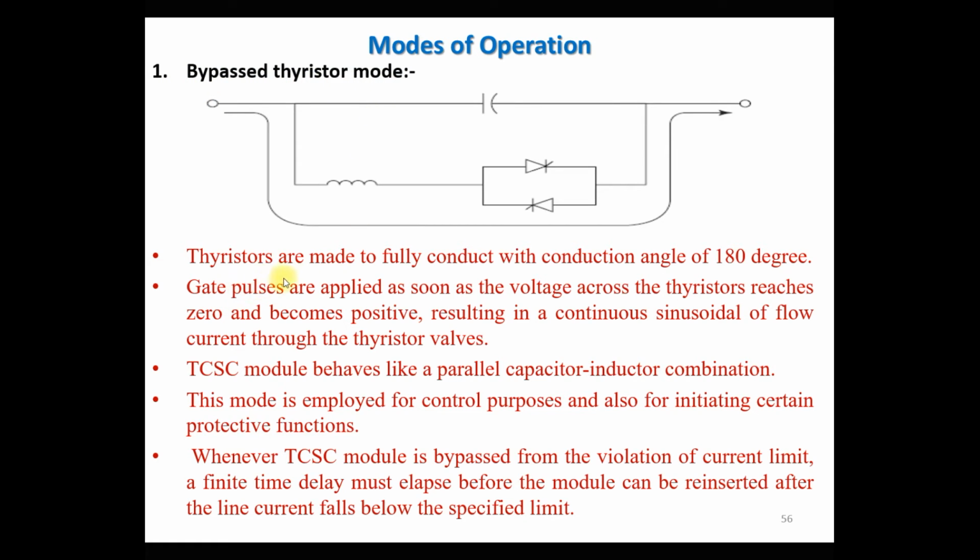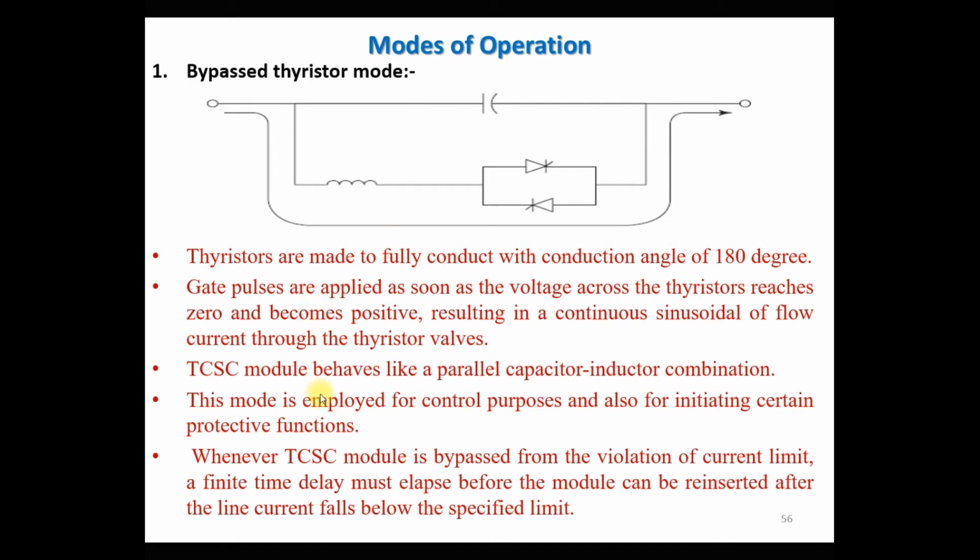In this mode, the thyristors are fully conducting with a conduction angle of 180 degrees. The gate pulses are applied as soon as the voltage across the thyristor reaches 0 and becomes positive. The result is a continuous sinusoidal flow of current through the thyristor pair. So the whole current is bypassed through this thyristor pair, and the current flowing through the series capacitor becomes almost 0.